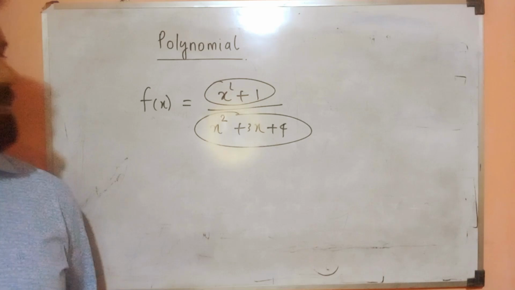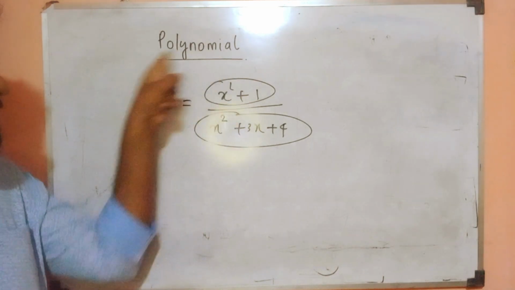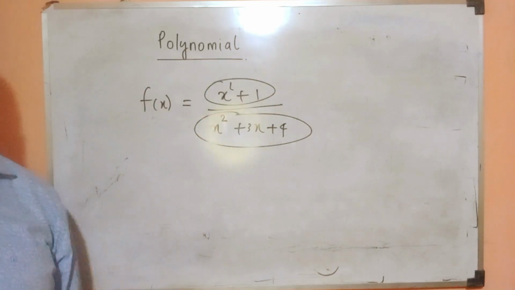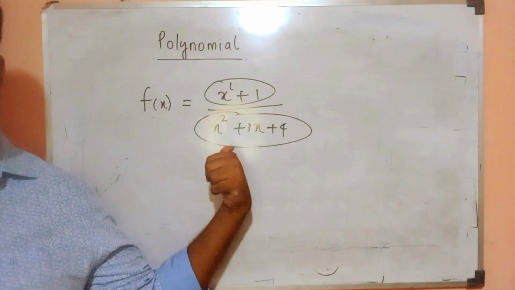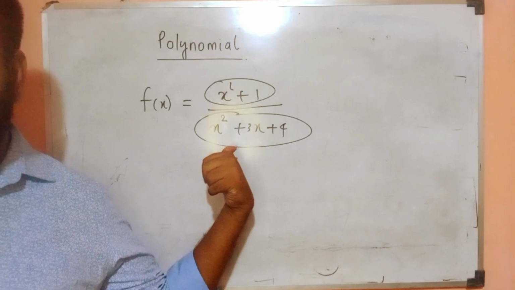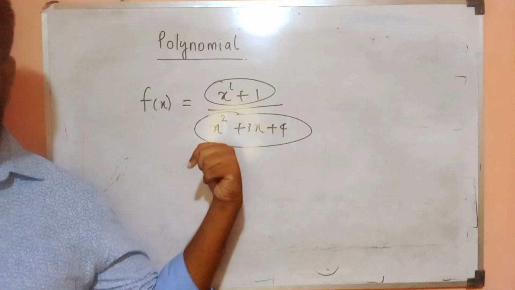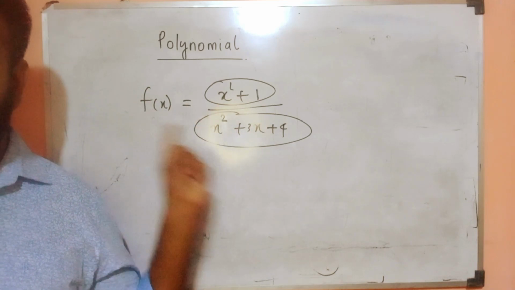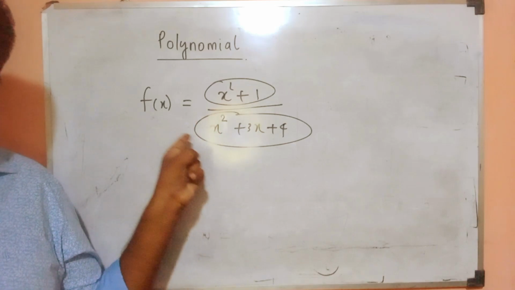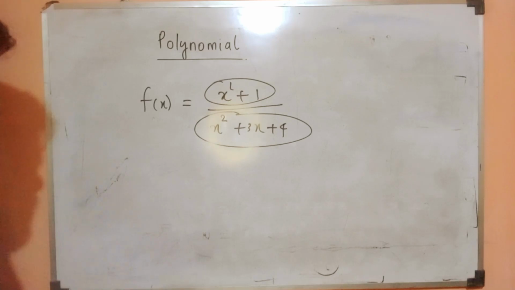It's not a polynomial. Even though these two are polynomials individually, as a whole it cannot be a polynomial. It's a non-polynomial. We call it a rational function. If a function is given as a division of two polynomials, that function becomes a rational function. This is not a polynomial. We call it a rational function.